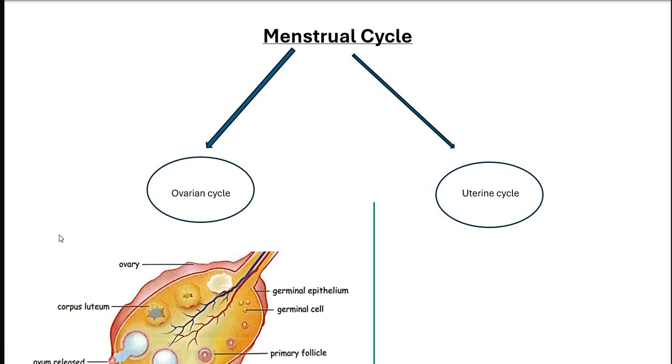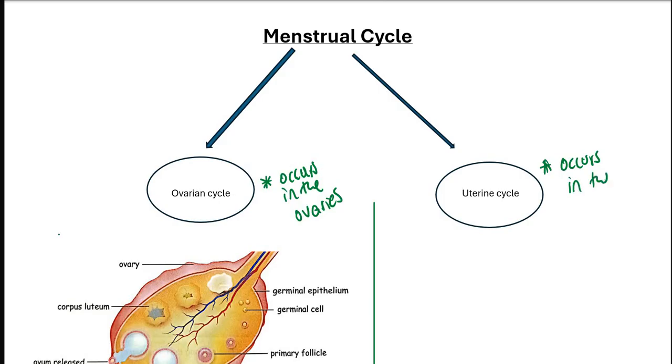Yes, for us to understand the menstrual cycle, it needs to be known that it is comprised of two cycles. You start having the ovarian cycle and then you have the uterine cycle. We are saying the ovarian cycle because this occurs in the ovaries. That is the ovarian cycle, while the uterine cycle occurs in the uterus.